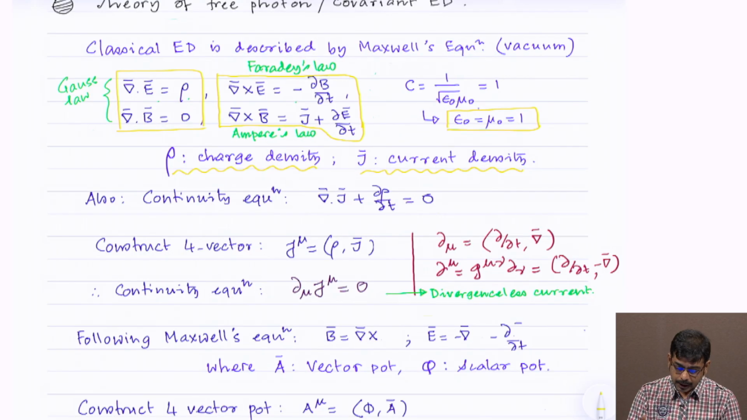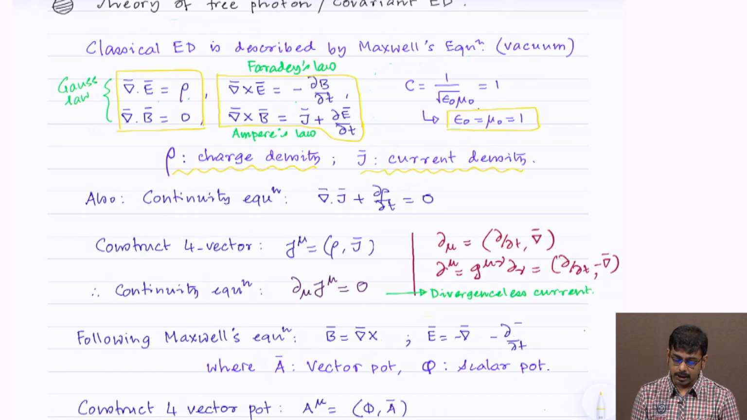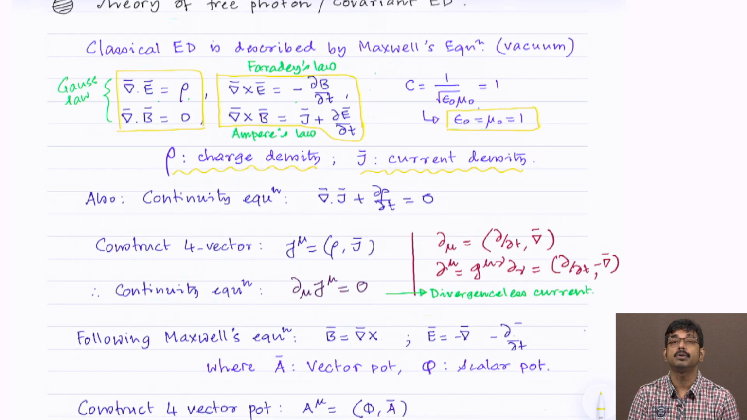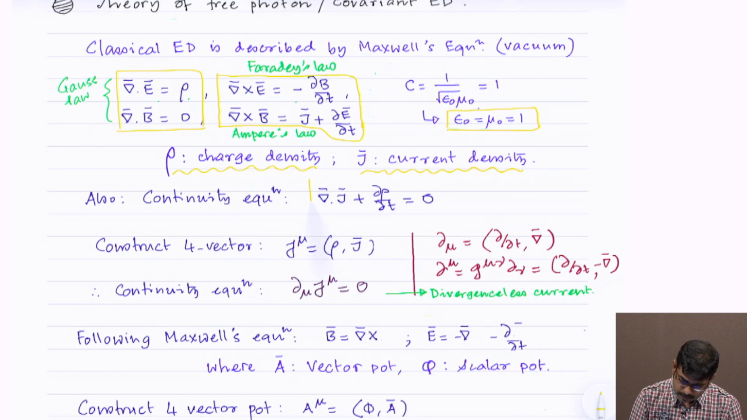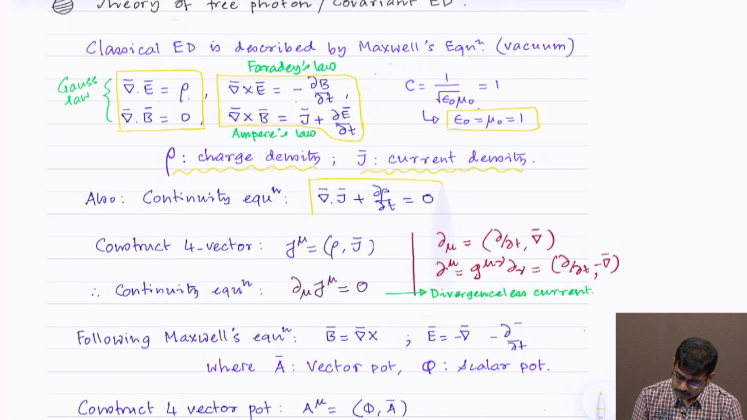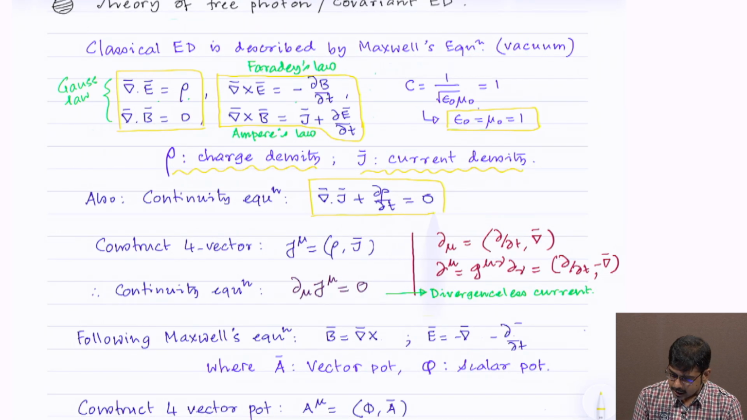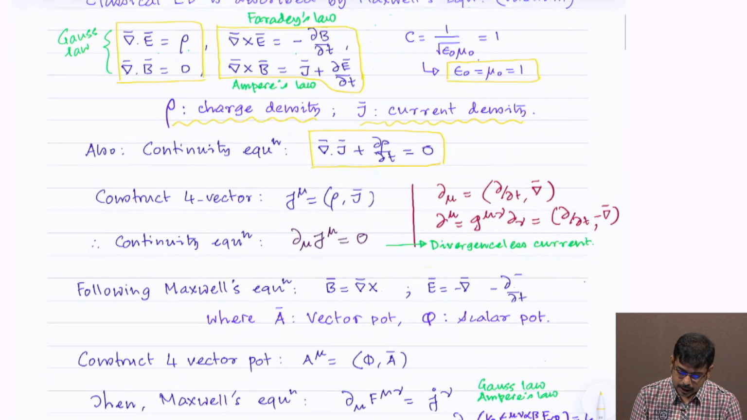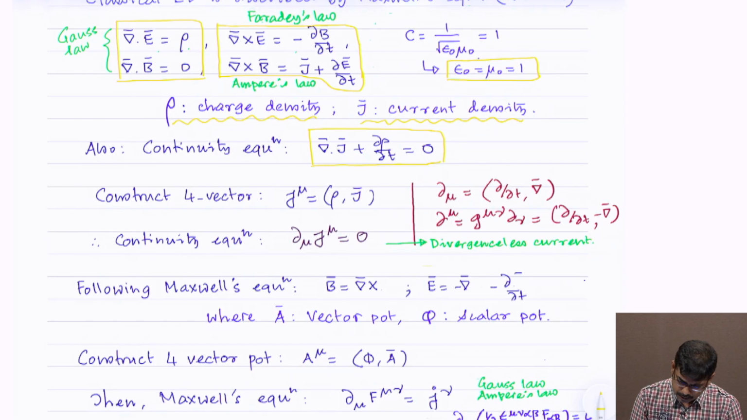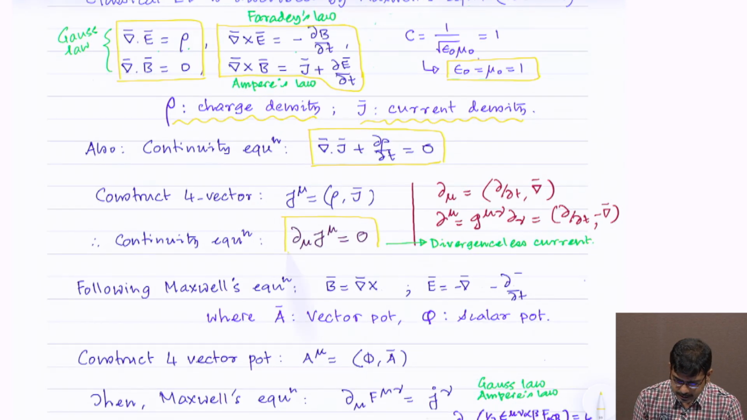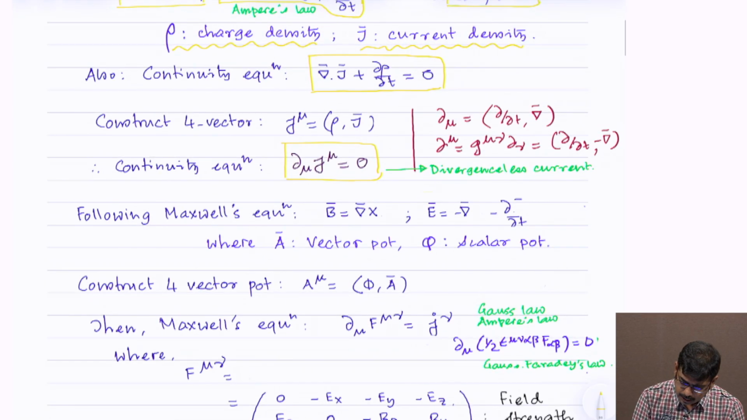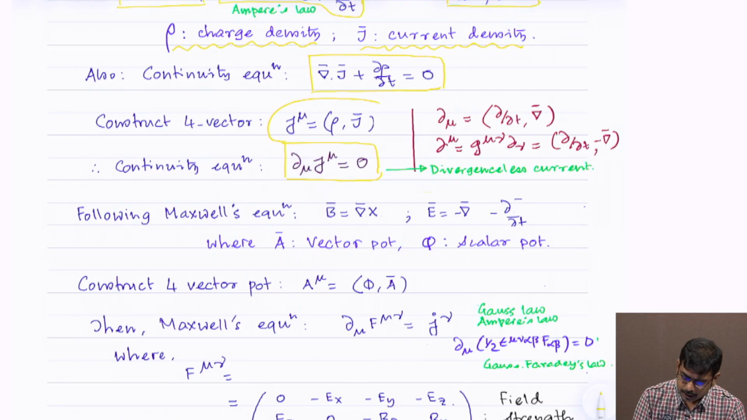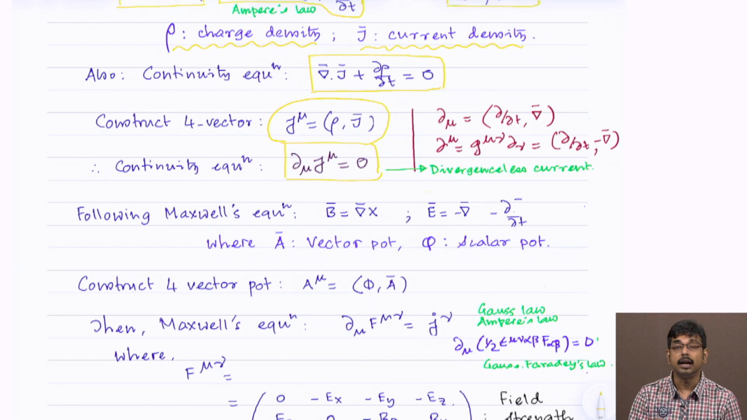Once again, we can have a continuity equation where J and rho satisfy, from Maxwell's equations, divergence of J plus del rho by del T equal to 0. I can convert it to a Lorentz covariant equation, del mu J mu equal to 0, which says that your current is divergence-less, where you construct the four-current J mu in terms of the charge density rho and the current density J.